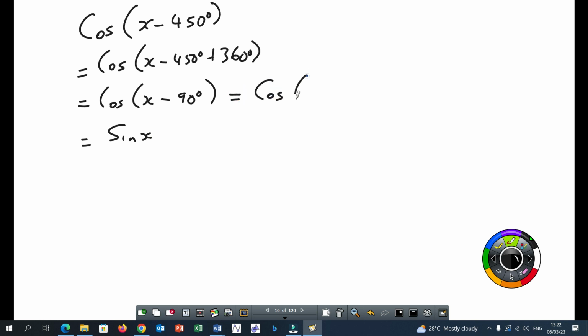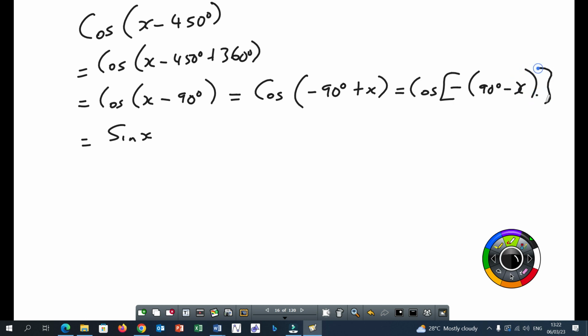This is the same as cos of minus 90 degrees plus x, which is equivalent to cos of minus 90 degrees minus x. Now, all of you need to understand that this 90 minus x is an acute angle, because x will be acute. So the cosine of a negative acute angle is going to be equal to the positive cos of that angle. So this is the same as cos 90 degrees minus x, and that will give you sine x.